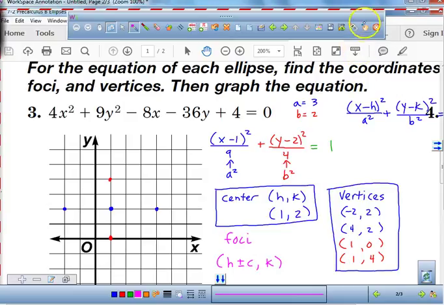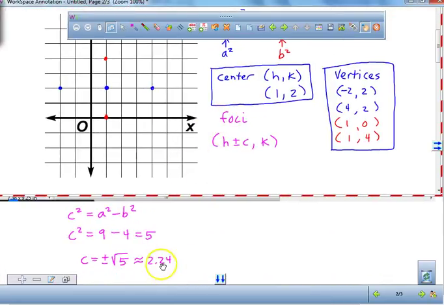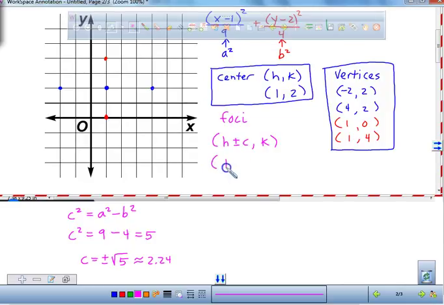All right, so it's about a 2.24, okay? Now, what I want you to do, our H value does not change. Your H value is still a 1. But we're going to put plus or minus radical 5, comma, our K value, which is still a 2. So we have 2 foci. One of them is going to be 1 minus radical 5, comma 2. And the other focus is going to be 1 plus radical 5, comma 2.